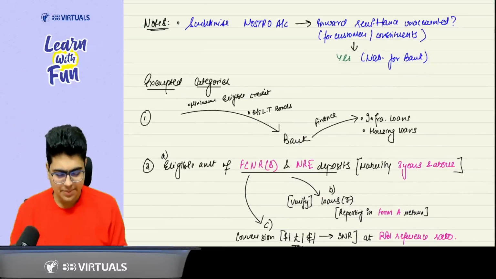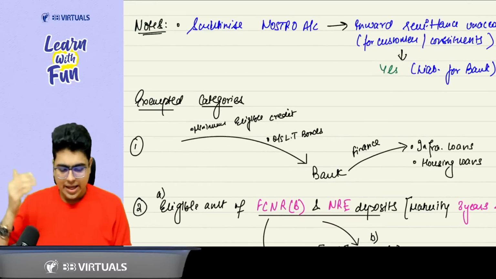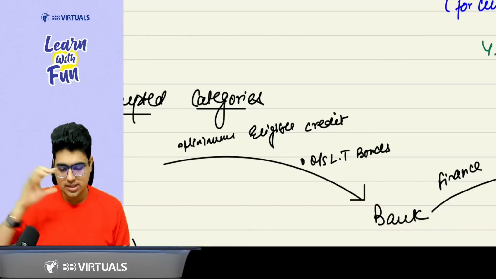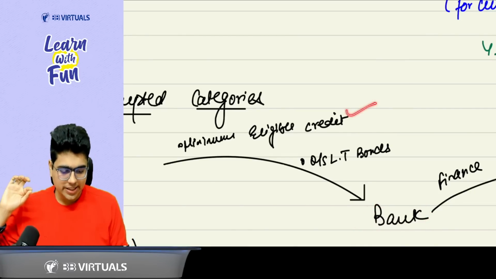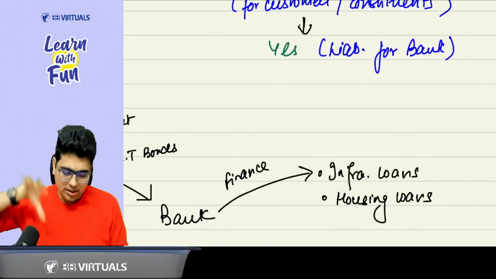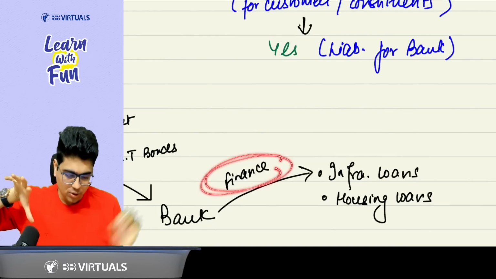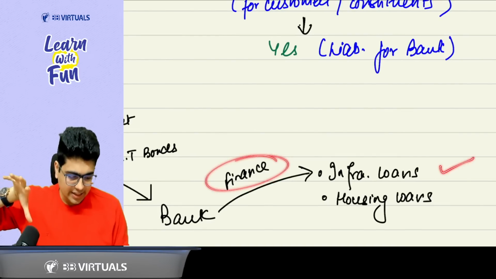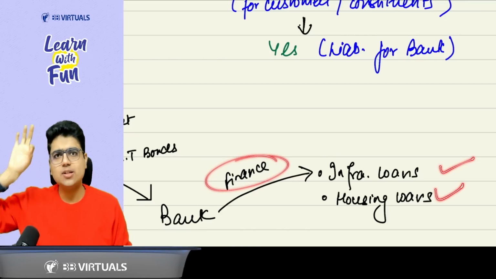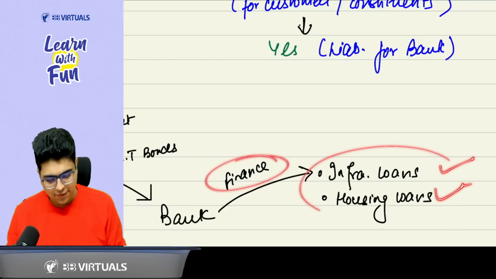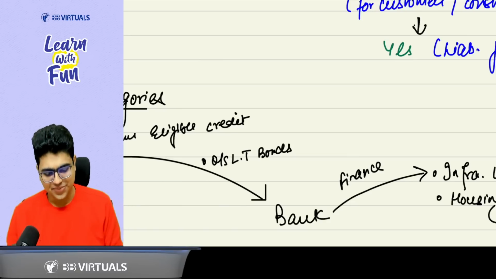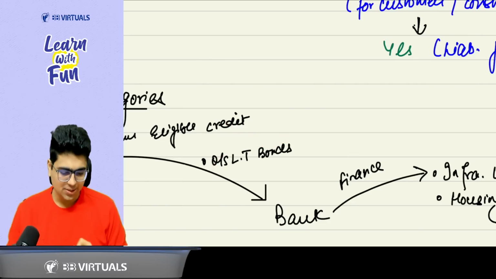Now, sir, there are some exempted categories. Please understand. If a bank has taken some loans in the form of minimum eligible credit or long-term bonds, what is the purpose of the loan? The purpose is to finance infrastructure loans and housing loans for the country. So it is a good development for the country. So if the bank is developing the country, these will not become a part of the DTL calculation. These will be exempted from the DTL calculation.